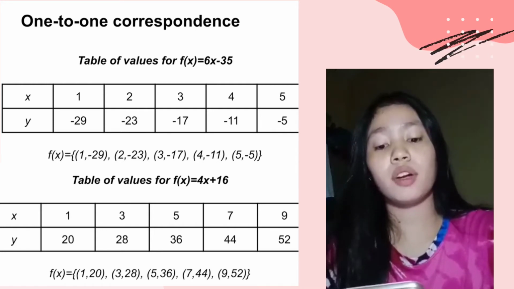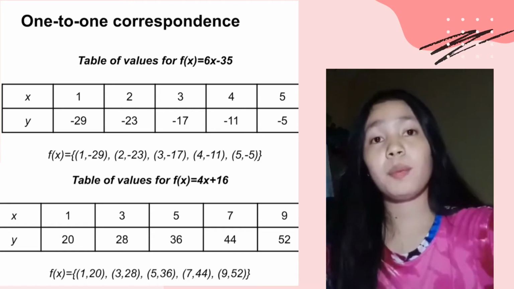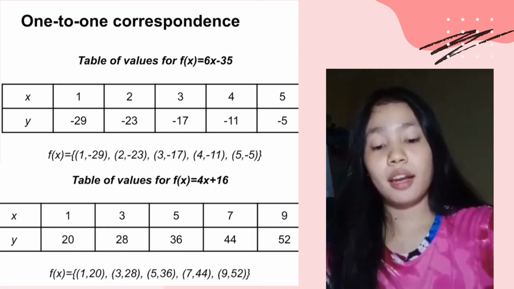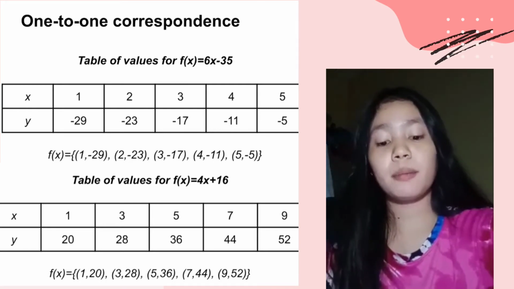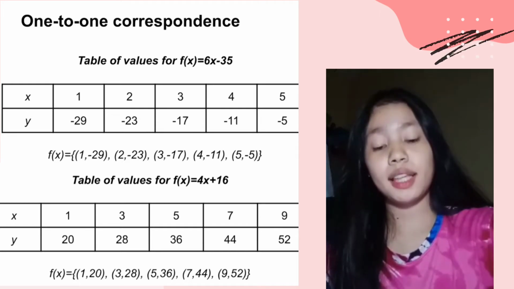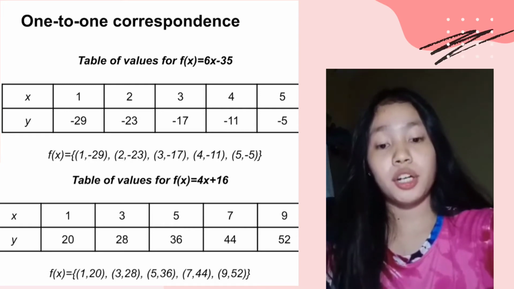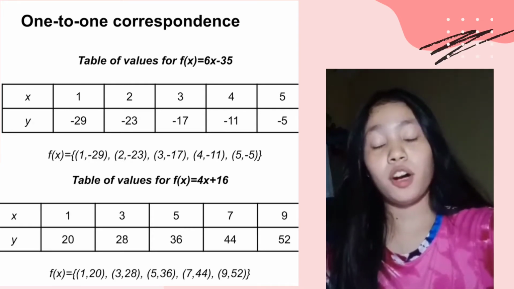Table of values for f of x is equal to 4x plus 16. f of x is equal to the set of elements: 1 and 20, 3 and 28, 5 and 36, 7 and 44, 9 and 52. Again, observe the table and check if any x values are shared by two y values. As you can tell, there are no domain elements shared or repeated throughout the table. We can conclude the expression y is equal to 4x plus 16 is indeed a one-to-one function.